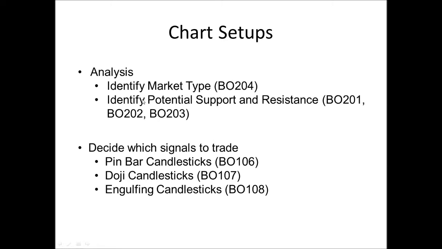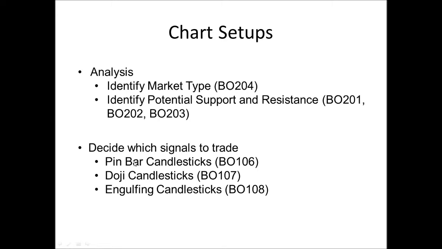We also want to identify potential support and resistance areas, such as Fibonacci retracement, horizontal support and resistance, dynamic support and resistance, trend support and resistance. Those topics are covered in Binary Options 201, 202 and 203. And then we need to decide which signals we are going to trade for the coming trading period.